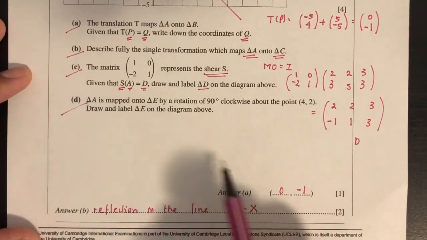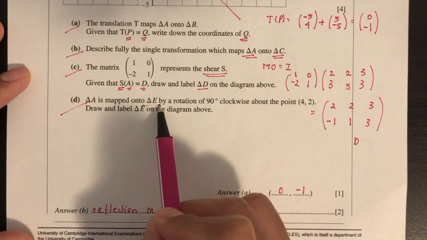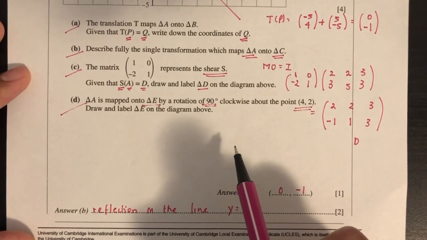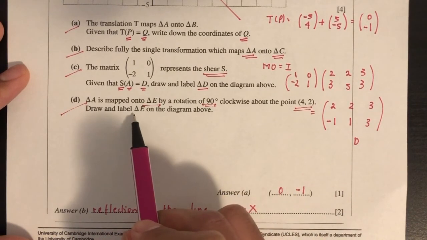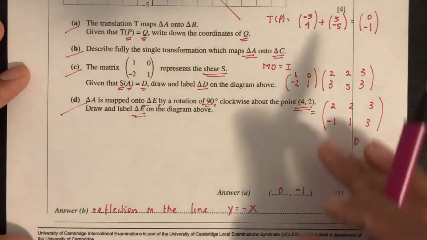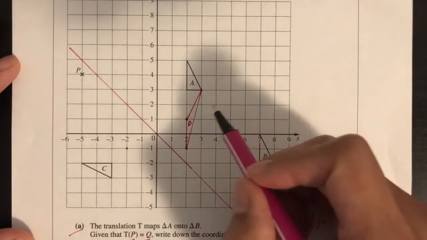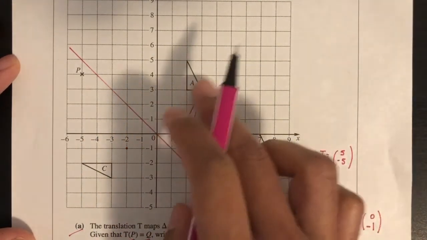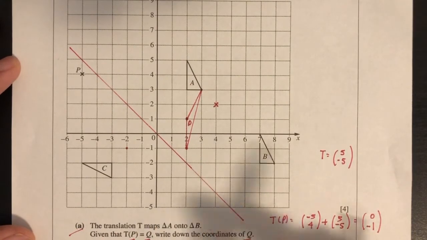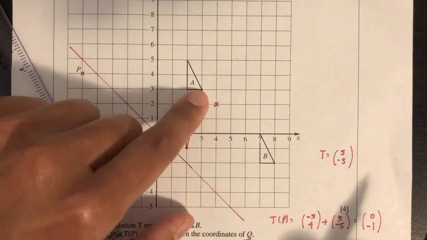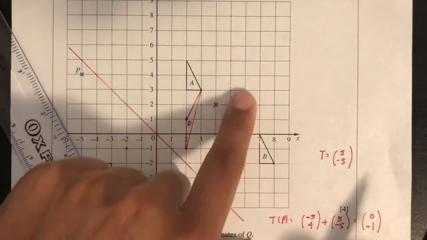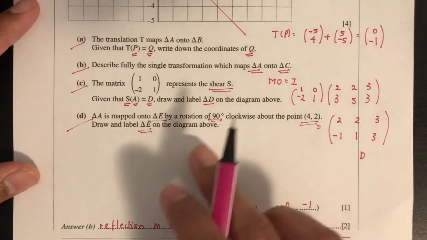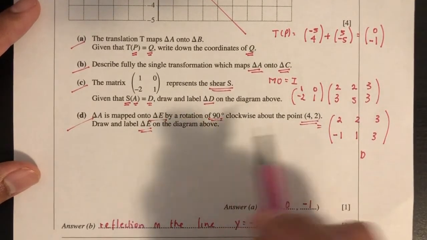Now the last part is triangle A is mapped onto triangle E by a rotation of 90 degrees clockwise about this point, 4, 2. Draw and label the triangle E in the diagram. I don't really like to draw. I would say the center is 4, 2, should be here. I can draw it pretty easily by counting, but I like to actually use matrix. So let me show you the matrix method to find the image of a rotation 90 degrees clockwise.